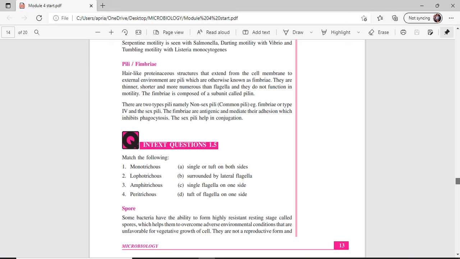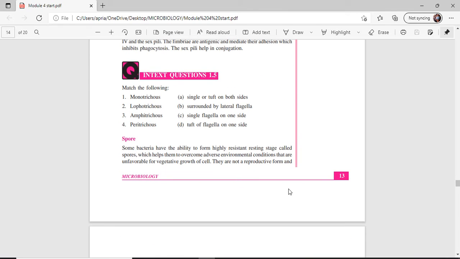Okay, let's go back. Spores. Okay, ang difference niya sa imong capsule. Okay, pure spores naman yan, some bacteria have the ability to form highly resistant resting stage called your spores. They help to overcome adverse environmental conditions that are unfavorable for vegetative growth of your cell.